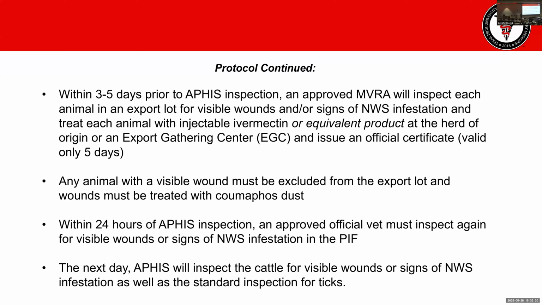So ivermectin probably will give you somewhere around 7 days of control if it's in there before they get the infestation, and doramectin is probably closer to 21 days. And these are injectables, not pour-ons. Pour-ons don't work as well.